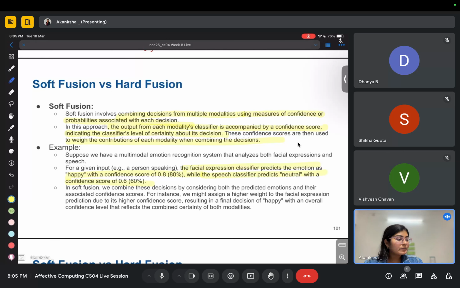So more weightage will be given to the facial expressions because the confidence is high, resulting in a decision of happy with an overall confidence level which reflects the combined certainty.